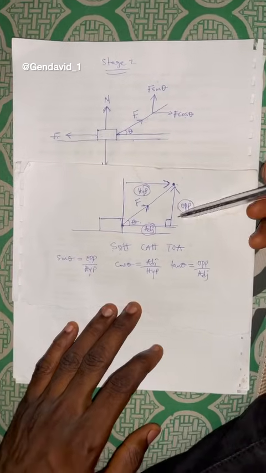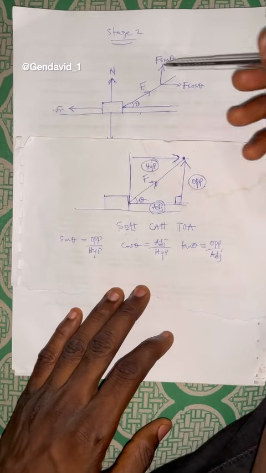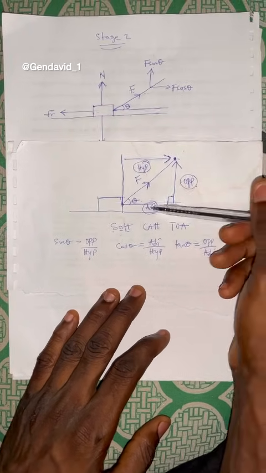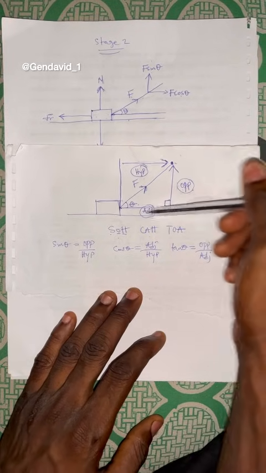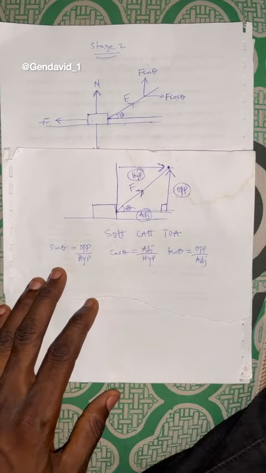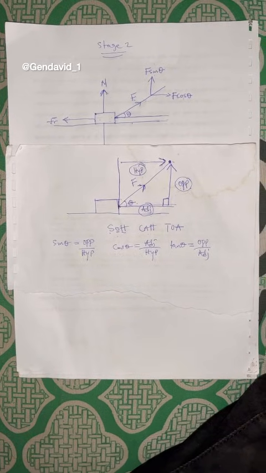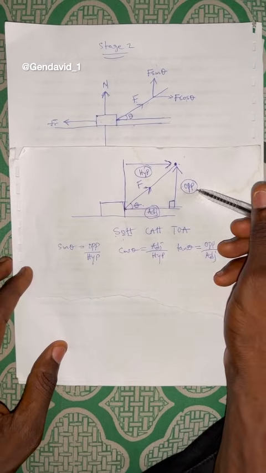And as you all know, what am I looking for here? I am looking for the opposite, the vertical component, which is this one. And I am looking for the adjacent, which is the horizontal component. So you get me now? So now, let me look for the opposite here.